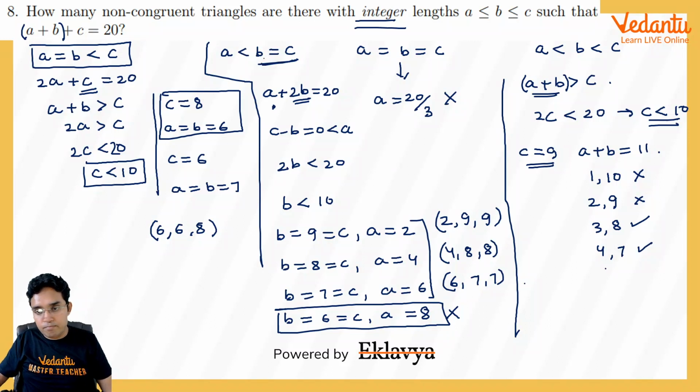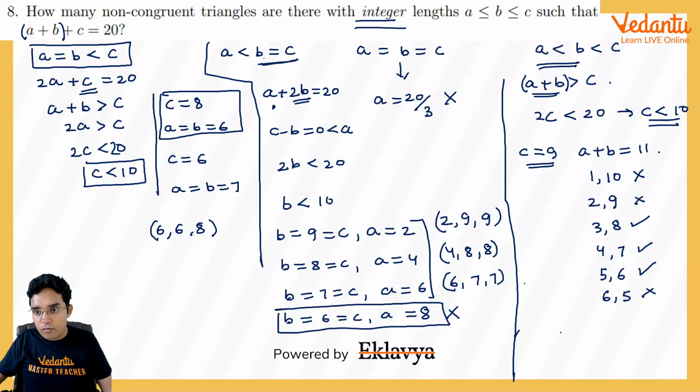Then 5, if I take this as 5, then this will be 6. I think this is also a valid value. So you can check, we have got these 3 values because after that if I take A as 6, then my B will be 5, but we have taken A less than B, so this is also not acceptable, and after that also values will not be acceptable.